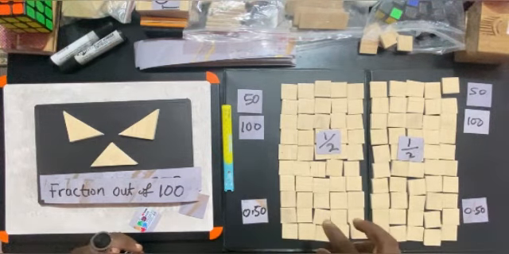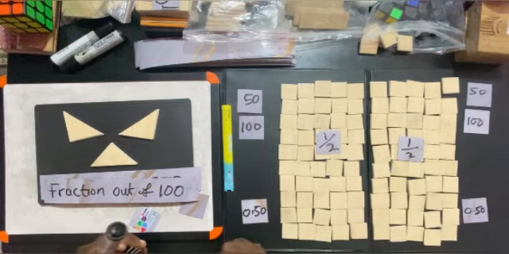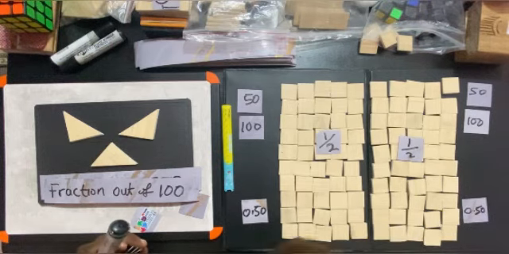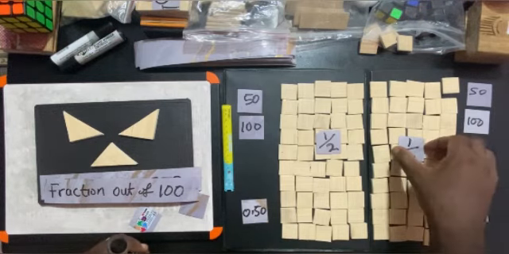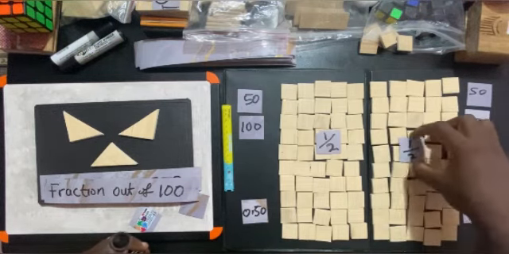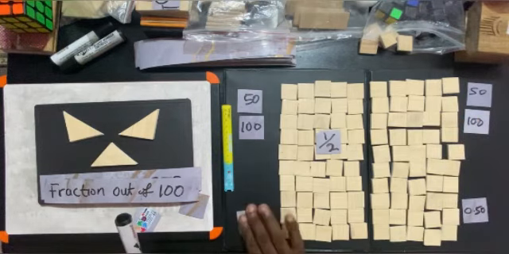So even though we have 100 little pieces, we can break it into 2 parts of 50 each. And we can write it in decimals as 0.50. Yes. And then that is that.